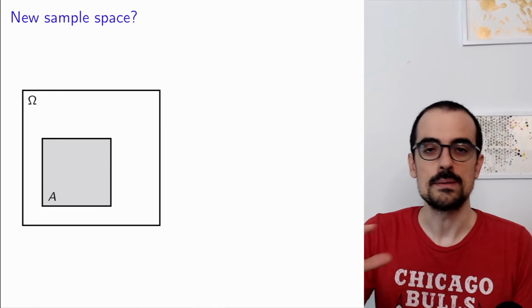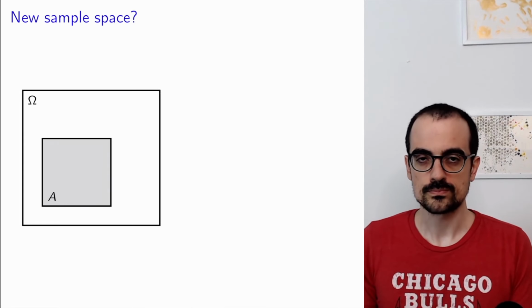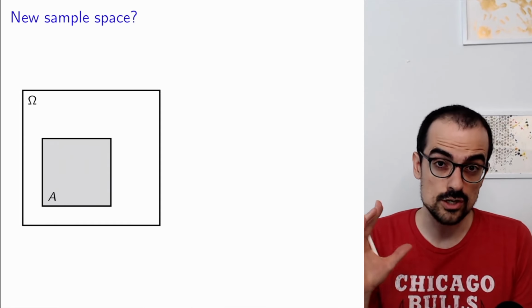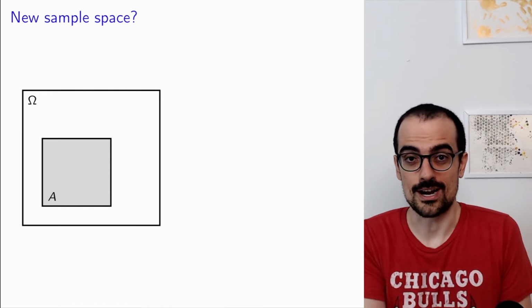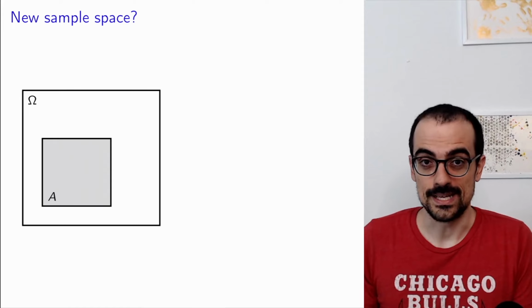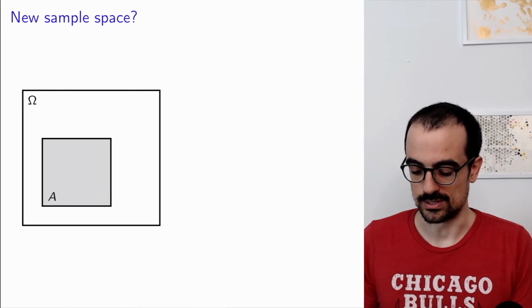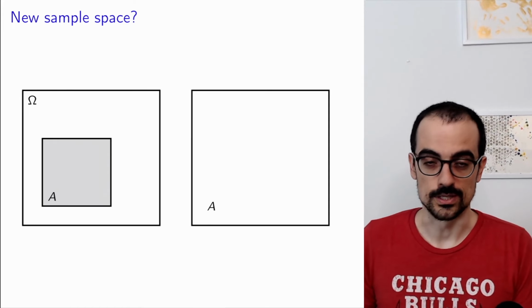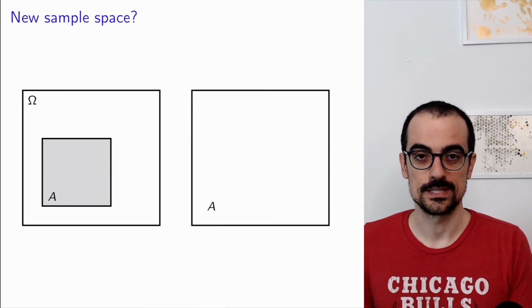Since we know, maybe pause the video for a moment and think about it. All right, so if we know that the new outcomes are going to be in A for sure, then it makes sense to make A the new sample space. Okay, so here we go. A is going to be the new sample space.